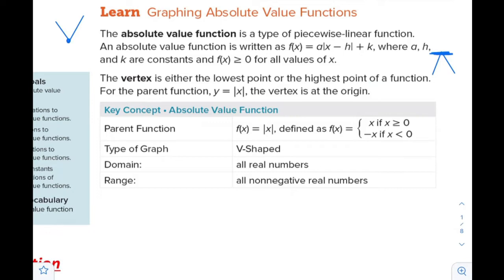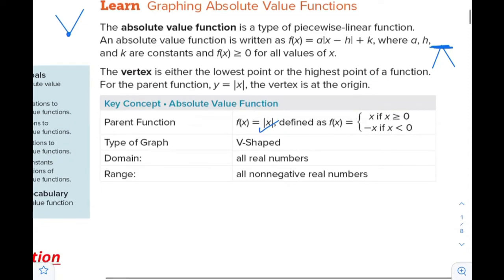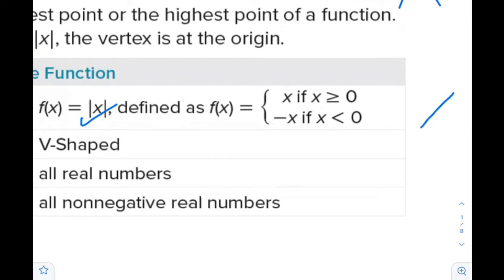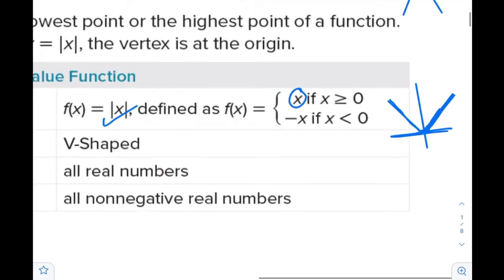Now, any function that includes the absolute value refers to the parent function f of x equals the absolute value of x. It can be defined in two pieces. The first piece has positive slope and is equal to just x, when x is more than or equal to 0. The other part has slope -1, and it will be -x when x is less than 0. So it always keeps the V shape.